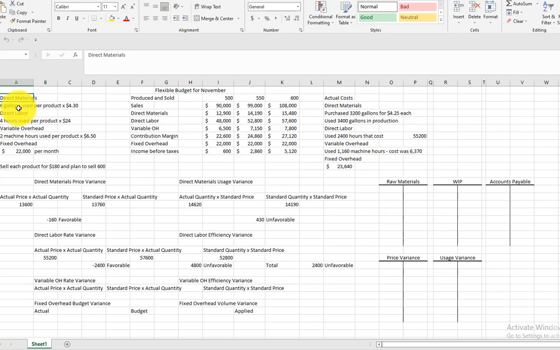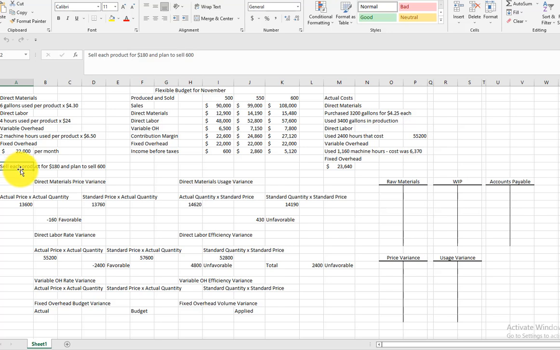This is what we should have happen when we make our product. We should use 6 gallons of direct materials, and we plan on paying $4.30. We should use 4 hours per product, and each of those hours should cost us $24. We should use 2 machine hours, and that's our only variable overhead cost pool. That has to do with machine hours for each product, and each of that would be $6.50, and our fixed overhead would be $22,000 per month.